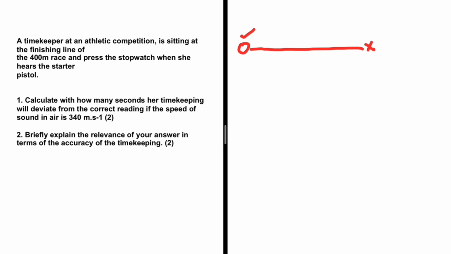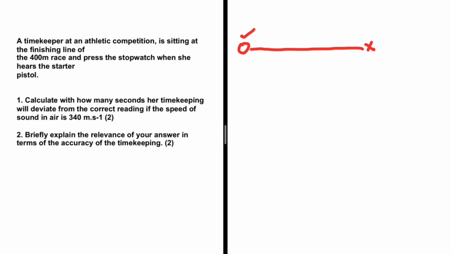But we know fully well that the speed of sound in air is finite. It takes some time for it to travel through air. So how much time does it take for the sound to reach the timekeeper at the finishing line of the 400-meter race? That's what we are interested in. Calculate how many seconds her timekeeping will deviate from the correct reading.